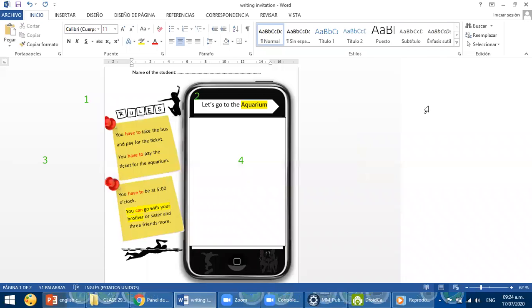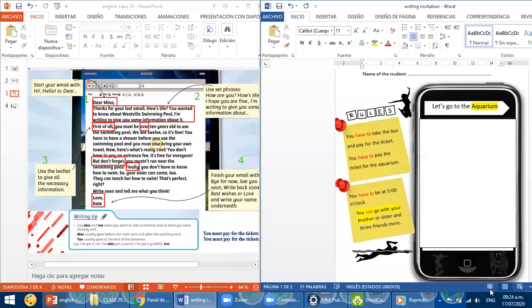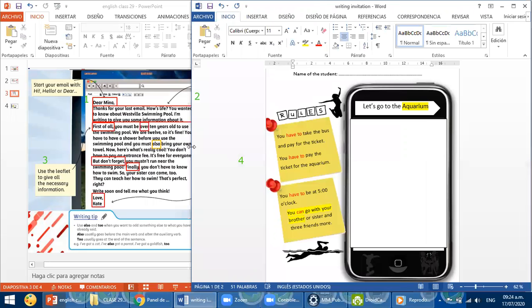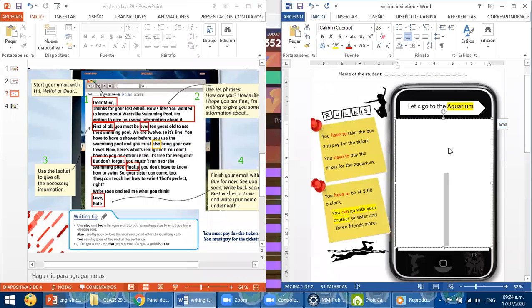In this part, please, try to work. Let's see. I'm going to give you 20 minutes, okay? 20 minutes to finish this part, the paragraph. But please, it's not to write only this.